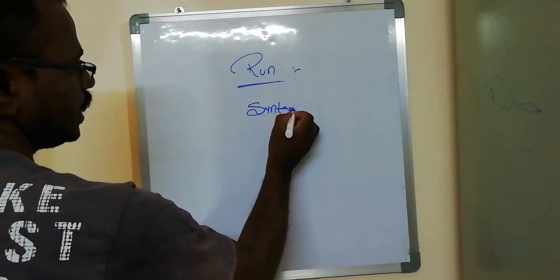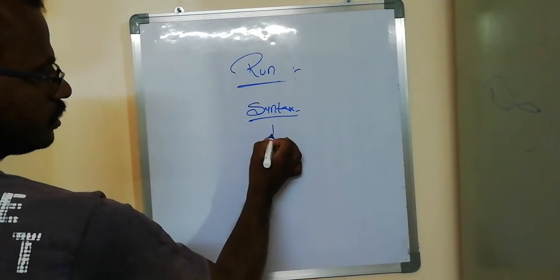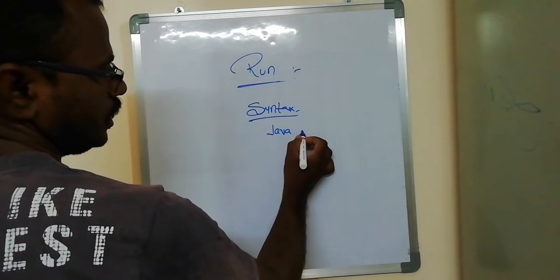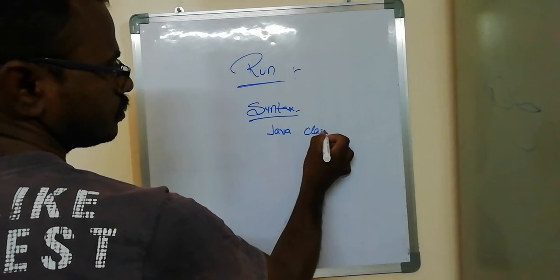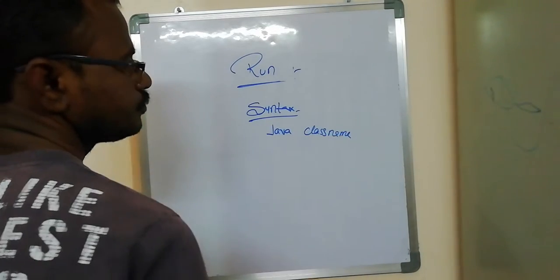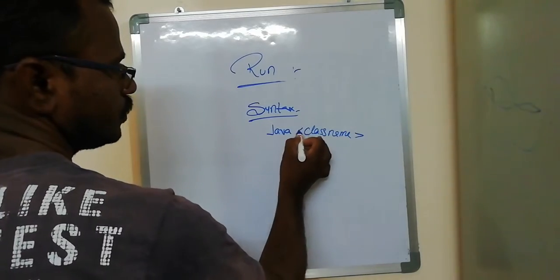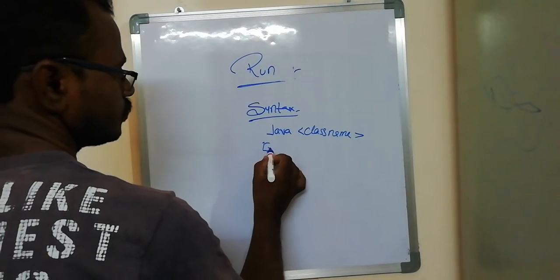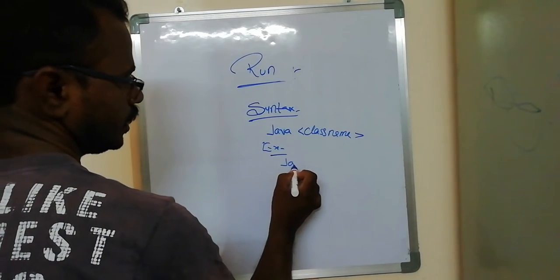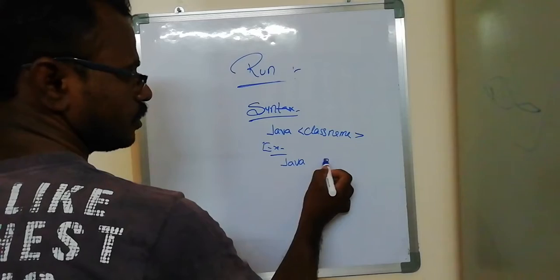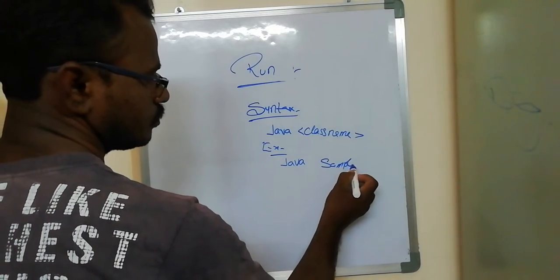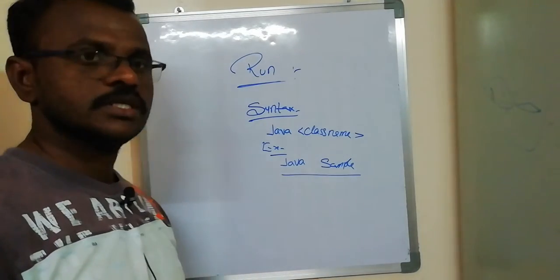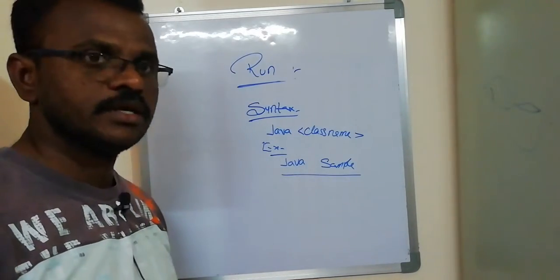Syntax: write the tool, java. After that, write the class name of the program. For example, java followed by the class name, sample. That is the example syntax. See, there is some confusion.